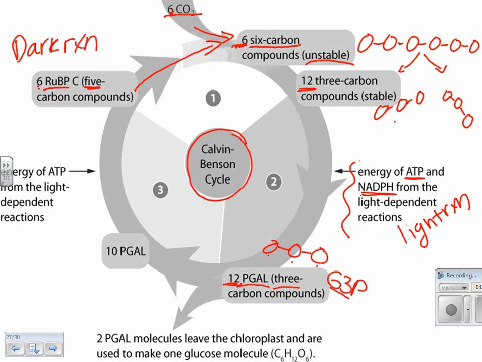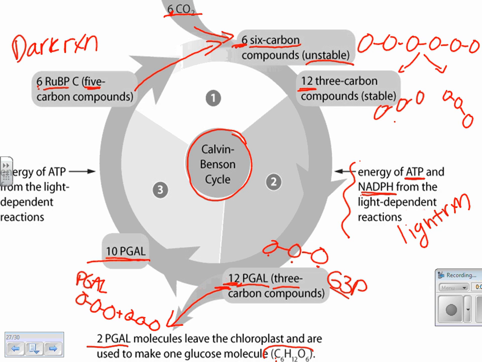So 1, 2, 3. 2 of these are going to react to give us a glucose. So if I have 3 carbon here, 1, 2, 3, glucose has 6 carbon. I need 2 of them to make 1 glucose. So 2 of these, PGAL, are going to combine to give me 1 glucose, C6H12O6. That still leaves me with 10 PGAL. I've only used 2 of them at this point here.